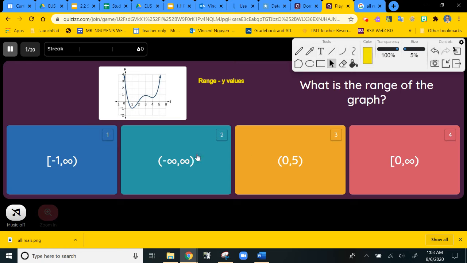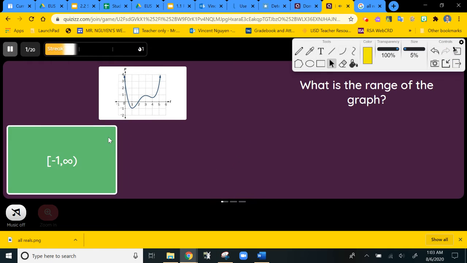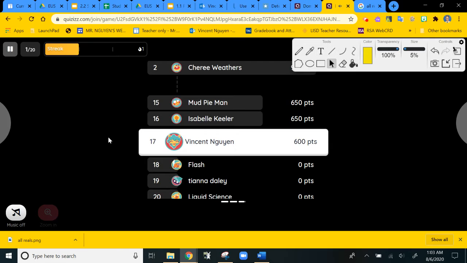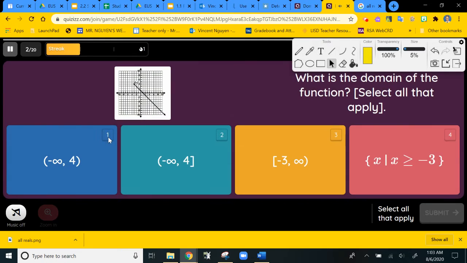And if you look at all these choices, the -1 has a bracket to indicate that's the inclusion. Okay, we include that value. And then this infinity, the infinity will always have a parenthesis. Okay, so let's keep that in mind. So that is our answer choice. We can enter a 1, or we can just select that. Yay! Oh, we got sound effects. Well, I got 600 points. I took a long time, that's why.